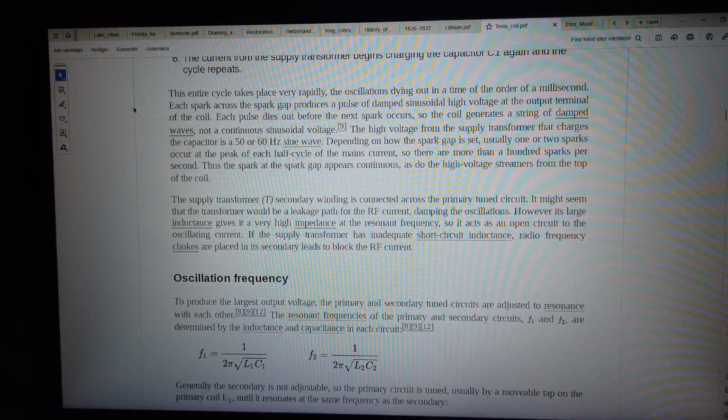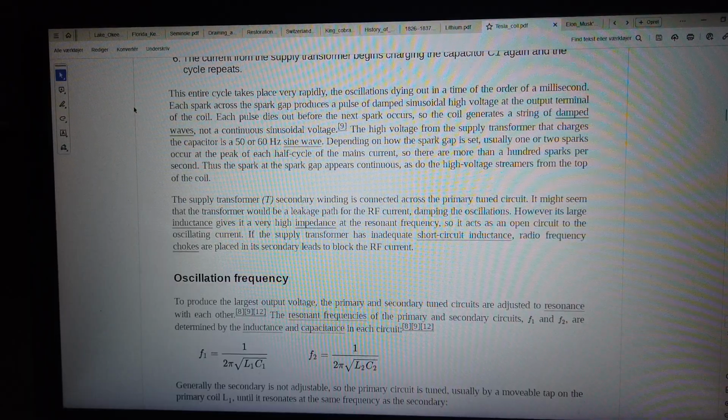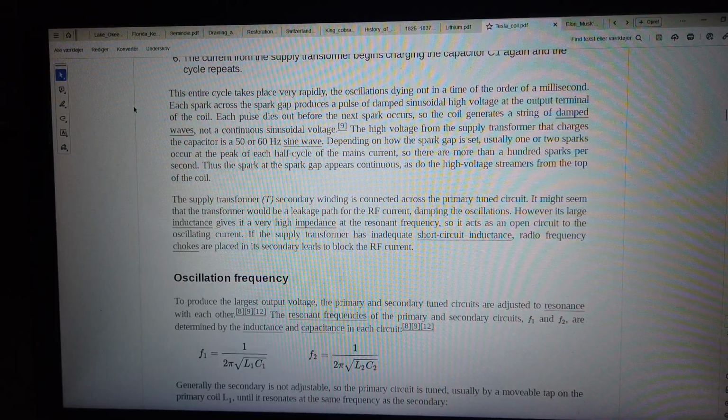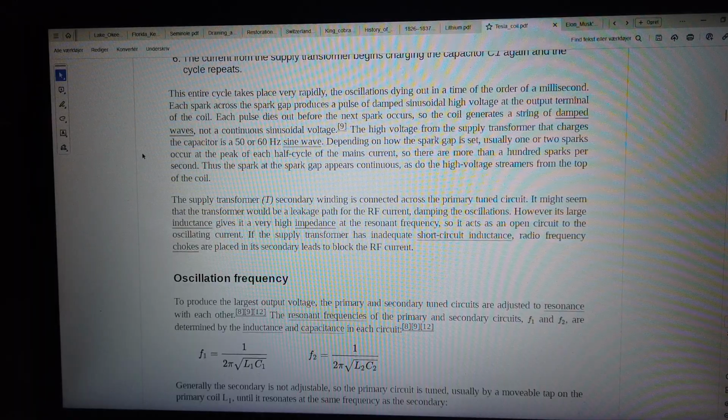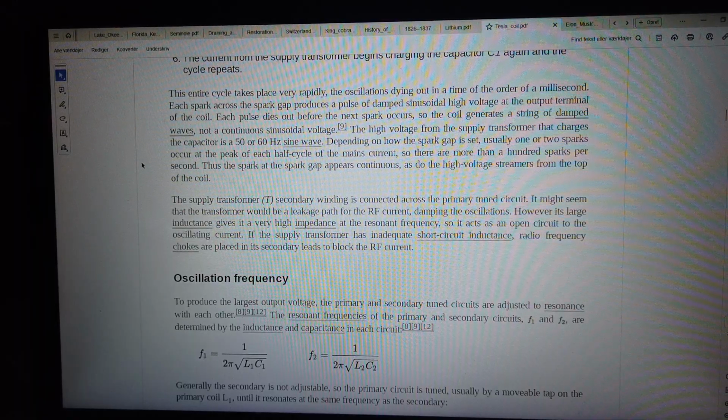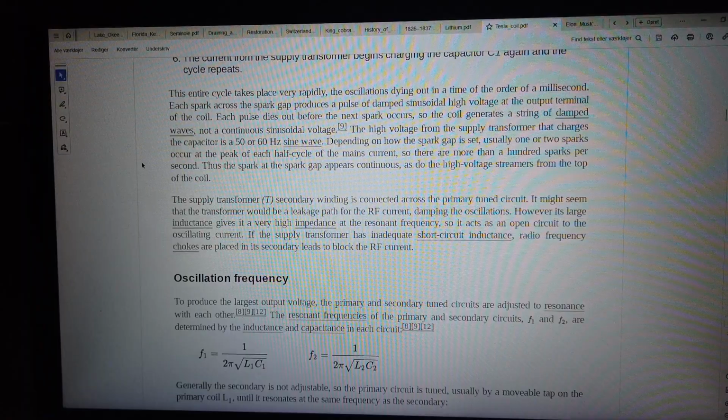Each spark across the spark gap produces a pulse of damped sinusoidal high voltage at the output terminal of the coil. Each pulse dies out before the next spark occurs, so the coil generates a string of damped waves, not a continuous sinusoidal voltage.